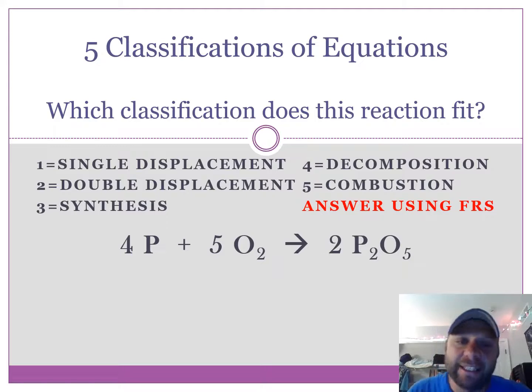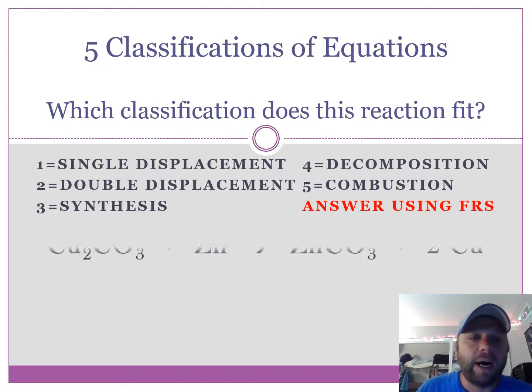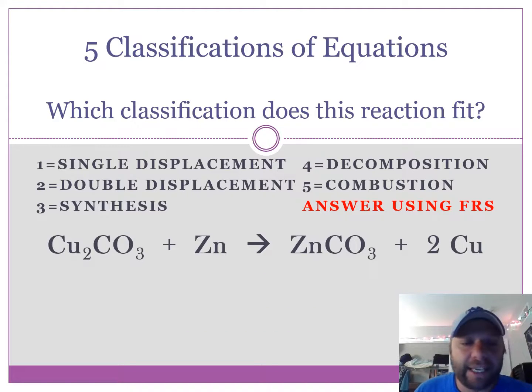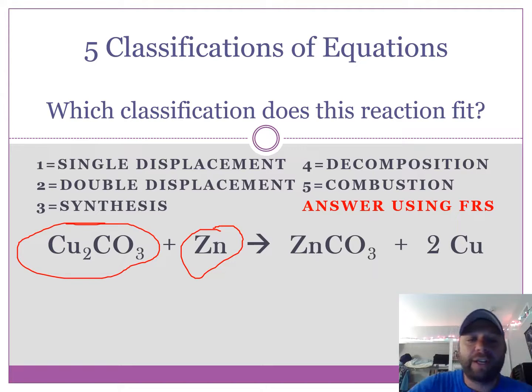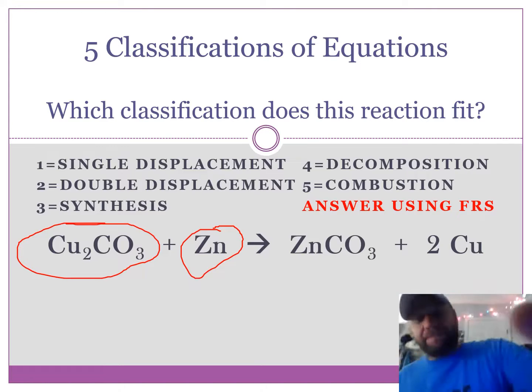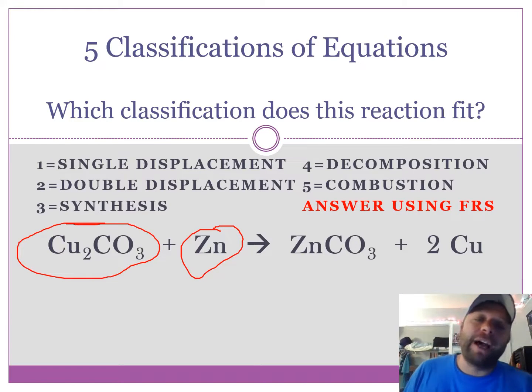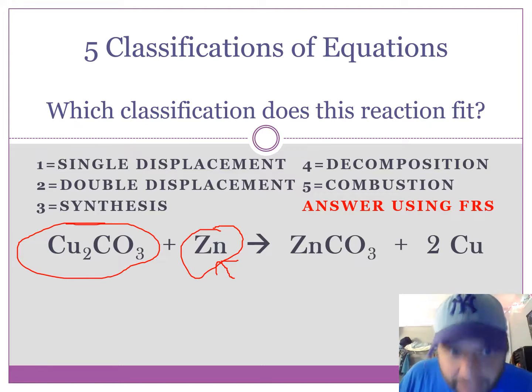This one is 2. Singular elements becoming 1. So if we're taking 2 smaller things and building them and putting them together, that's always synthesis. This is going to be, I've got a singular element and a compound. That's always my trick. Ooh, I spat on the screen. That's always my clue that this is going to be single displacement or replacement.